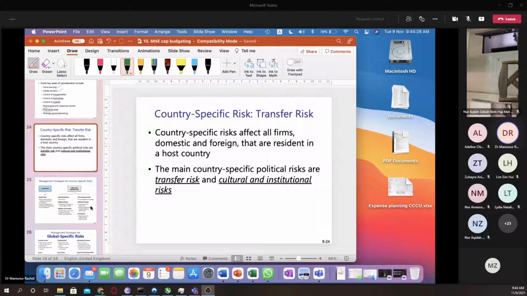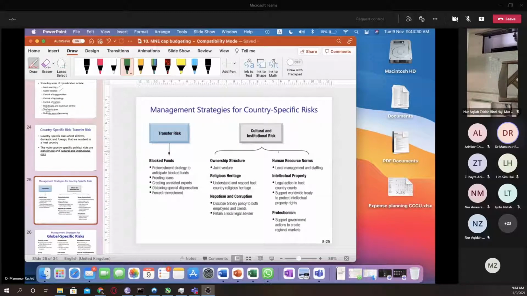The description for country-specific risk is given here. Major country-specific risks would be transfer risk and cultural risk, as I told you. Let me give you some examples of transfer risk. There can be blockage of funds, meaning that your company won't be able to transfer money, and also there are cultural shocks and institutional risk. There are some strategies given here for when the country is applying these control functions. These are country-specific risks and major strategies for those risks.